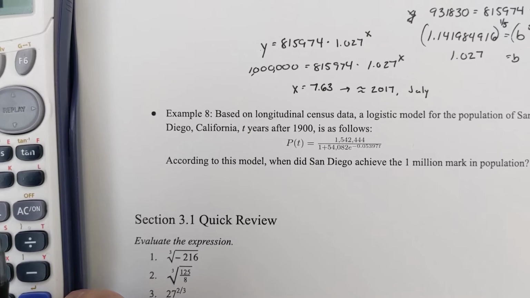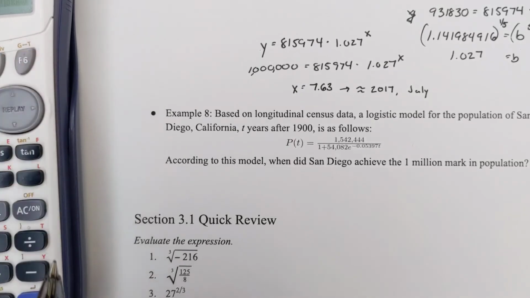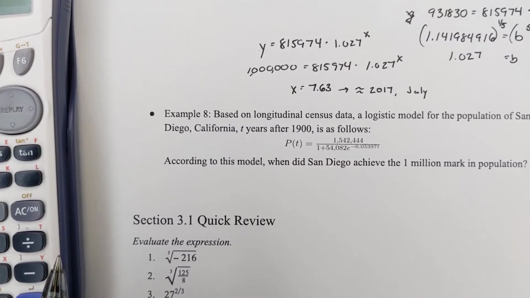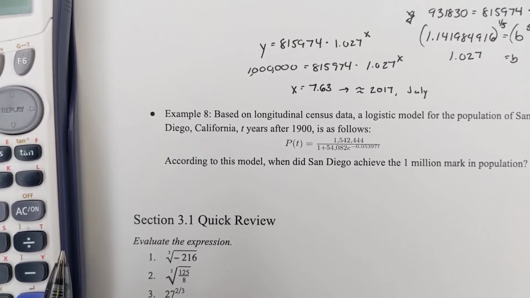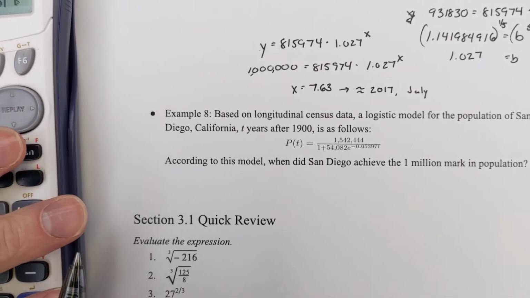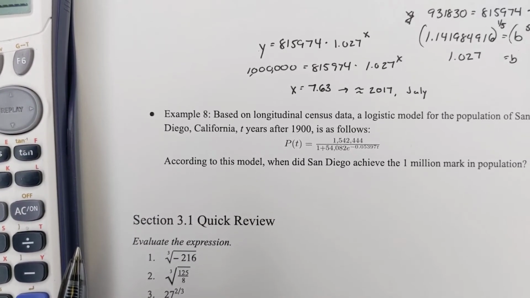1542444 over 1 plus 54082 e to the negative 0.05397. Your calculator doesn't care, so just x. Let it draw. So zoom auto. G-solve, x calculation. So when is the y value 1,000,000?